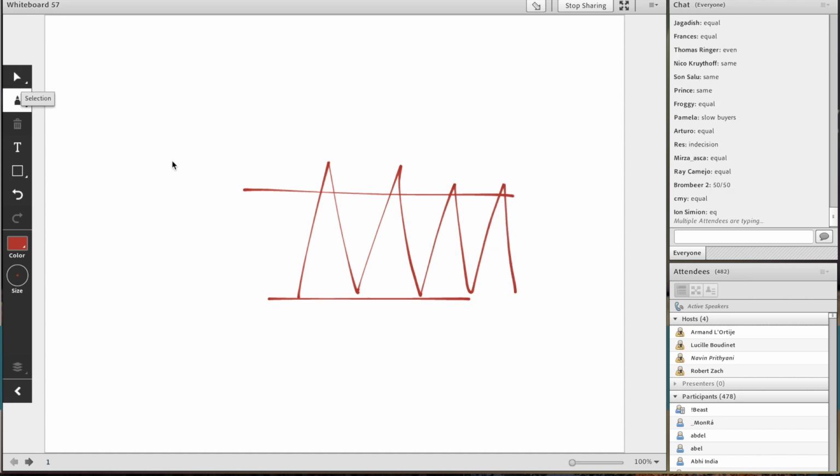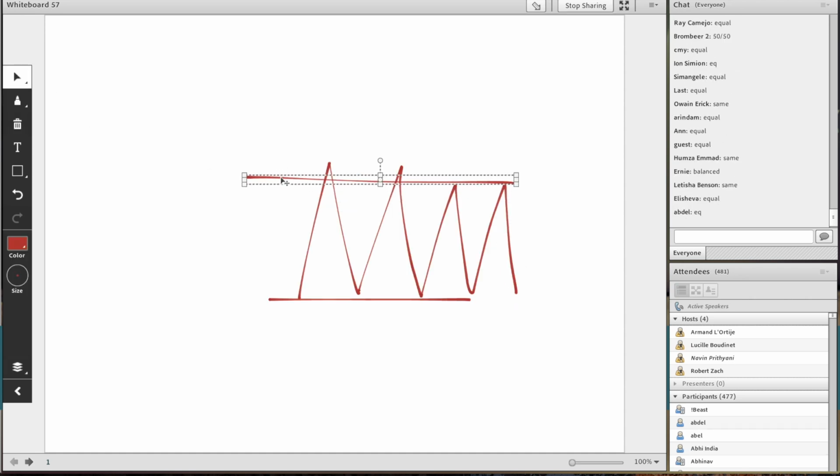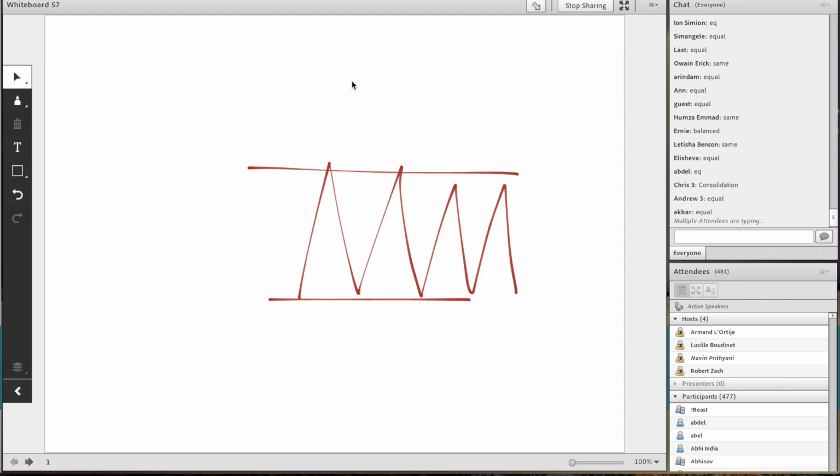Okay, it's equal, sorry. There we go. Okay, I keep drawing outside the lines. I was horrible even in preschool, drawing outside the lines. Okay, so it's equal, equilibrium all over the place, right?